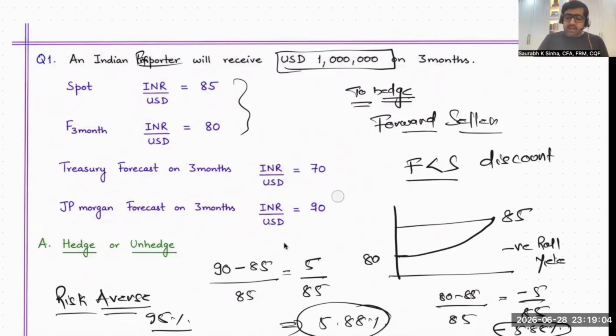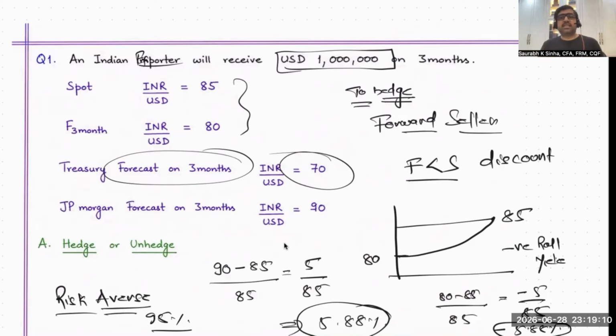The second scenario. Now the treasury is forecasting that USD will fall to 70. If USD will fall to 70, so 70 minus 85 upon 85. I think it is minus 15 upon 85, right? So minus 15 upon 85 is 17.647% negative, that is 17.64% loss. That is the loss if you keep your position unhedged.